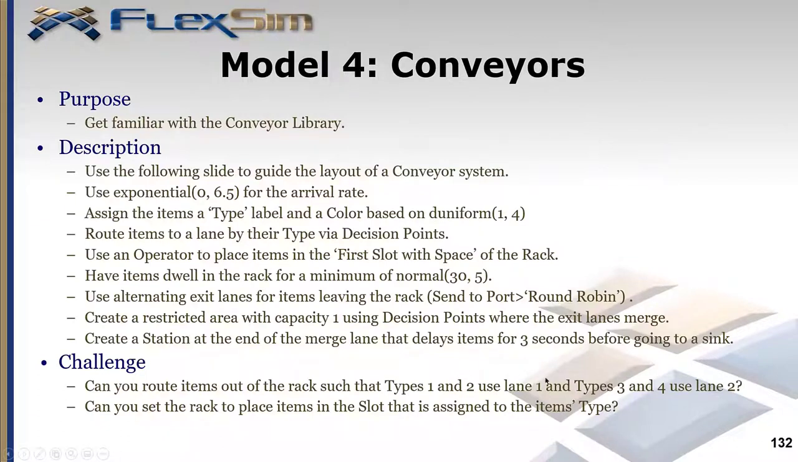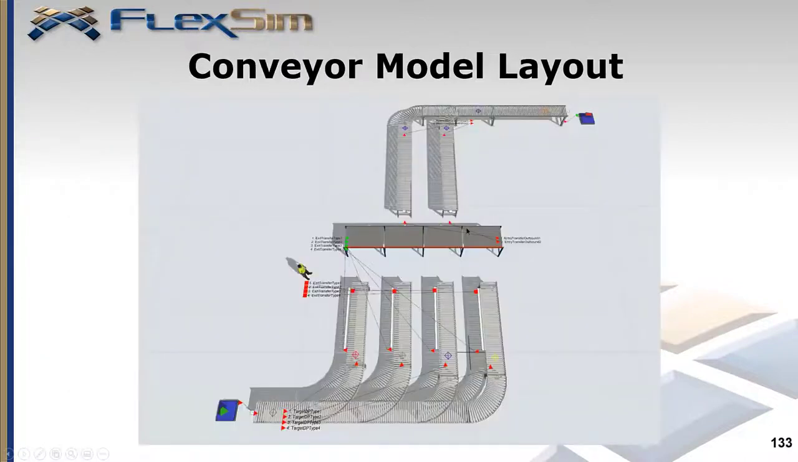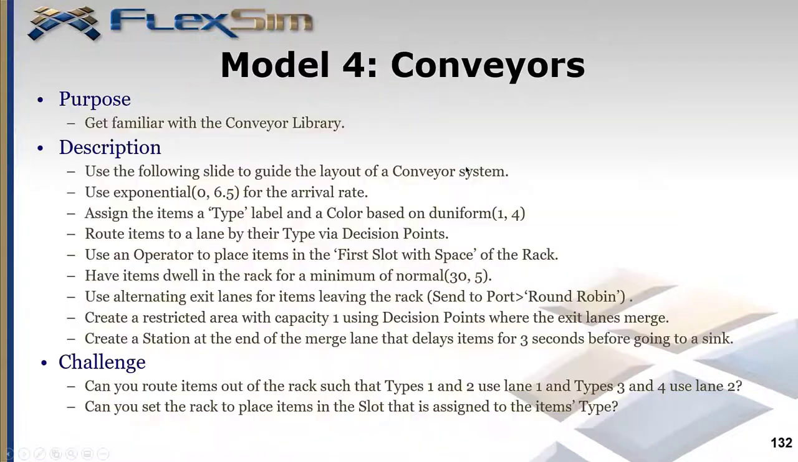Okay, and then there's a couple of challenge sections, a couple of enhancements that you may want to explore, like trying to route the items out of the rack so that types 1 and 2 always use the same lane, lane 1, and types 3 and 4 always use the same lane, in this case, lane 2. So in the visual of the model, you would see the red and the green boxes always using the first lane, and the blue and the yellow boxes always using the second lane.